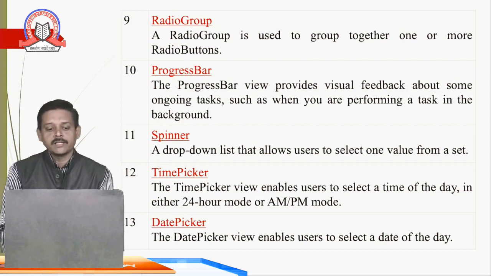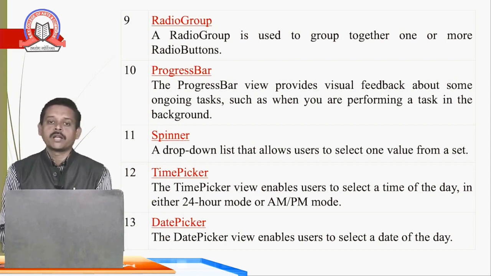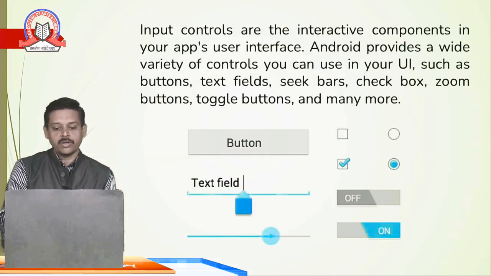Then next is the progress bar. A progress bar provides a visual feedback about some ongoing task. It shows the progress for that particular task, such as when we are performing a task in the background, it shows how much has been completed. As you can see over here, we have one kind of progress bar. At the bottom you can see the progress bar, how it has been sliding.